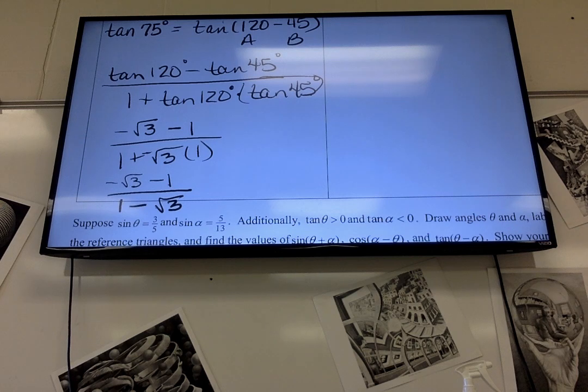Now I cannot cancel these. If you ever see me write on your test bad math, it's usually because you've tried to cancel like square root of 3, square root of 3, 1, 1. You can't do that because there's addition and subtraction. The only way you can cancel is if they're exactly the same, like if they both were square root of 3 minus 1, or if they both were 1 minus square root of 3. The problem is this one is positive on bottom and the one is negative on top. So there's nothing I can do with that. There's our answer.